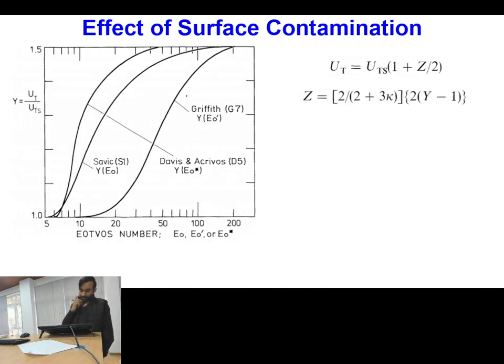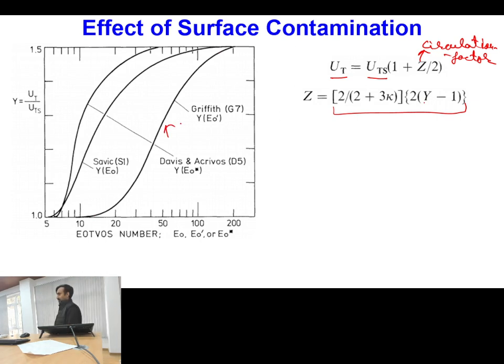Then there is another group, Griffith in particular. What they have done is specify that terminal velocity can be written in terms of the terminal velocity for Stokes flow times 1 plus z by 2, where z is called the circulation factor. The value of this circulation factor can be written something like this, where this y is obtained from the Savic solution, and they have proposed this new line which is closer to the experimental scenarios. Is this point clear? The use of the circulation pattern follows the same base solution of Savic, but they have simply modified this solution with the help of the circulation factor, so that there is closer agreement with the experimental data. That is what they have tried to do here.